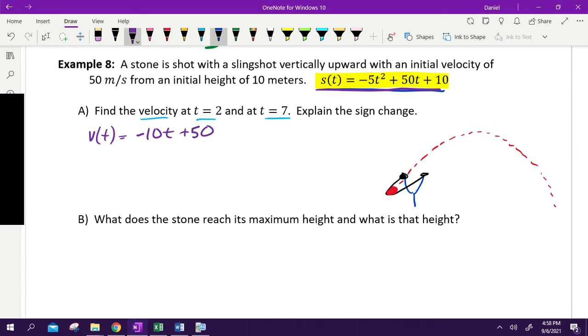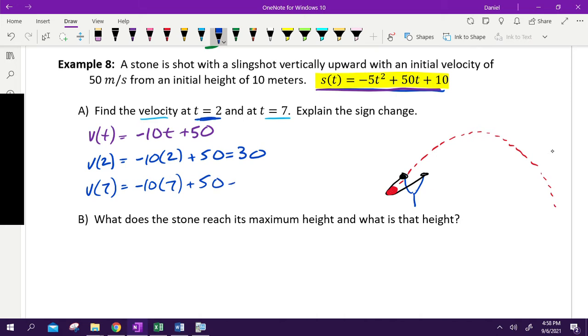Cool. Then we're going to find the velocity at t equals 2. So that means I'm going to take 2 and plug it in. I get 30. I'm going to take 7 and plug it in because I want to find the velocity at 7 seconds. That gets me -20.